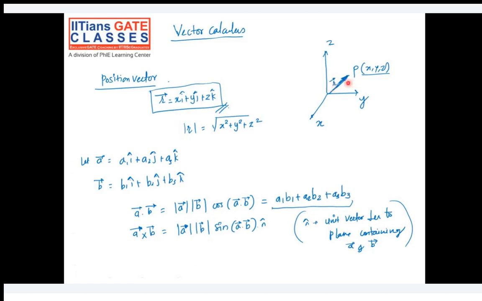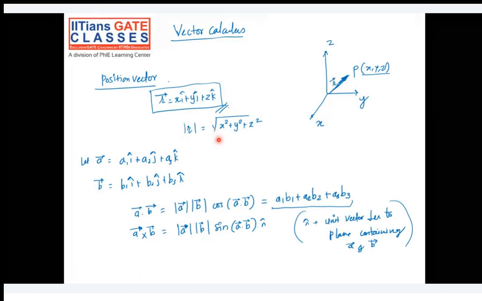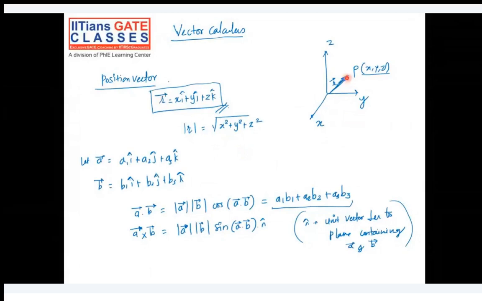And that is the square root of x square plus y square plus z square. This arrow indicates the direction of the vector, whereas the length of the vector is calculated by mod of r, or magnitude of r, which is the square root of x square plus y square plus z square. Then, this is just a single vector.